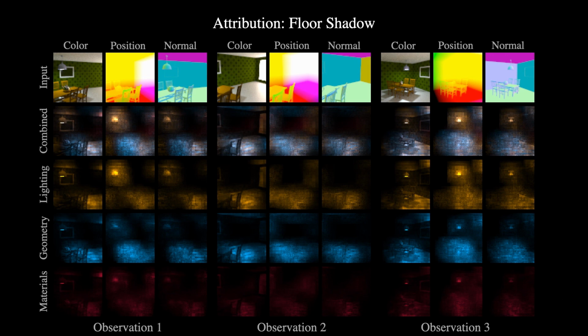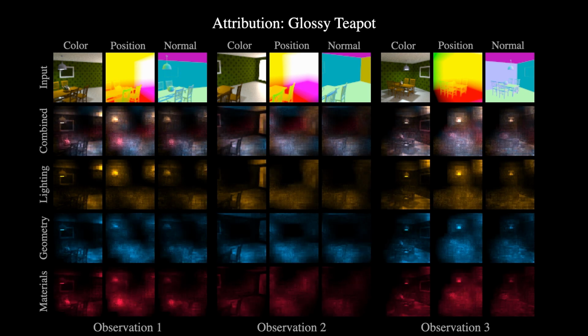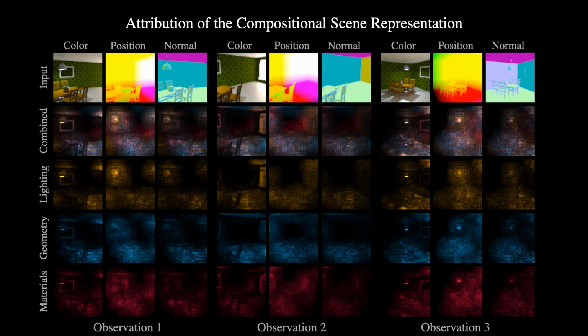Let's again compare the attributions for all three observations with all buffers. For the shadow on the floor, here for the patch showing the textured wall only, the patch showing the glossy teapot, the reflection in the mirror on the wall, and finally for the entire neural scene representation.